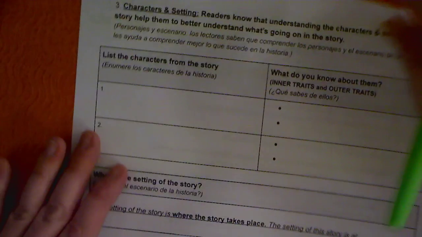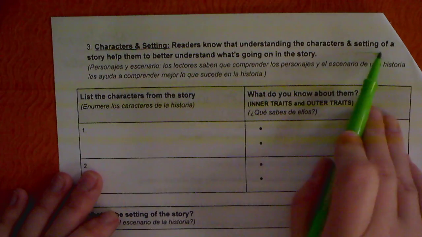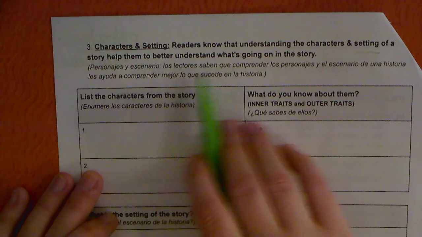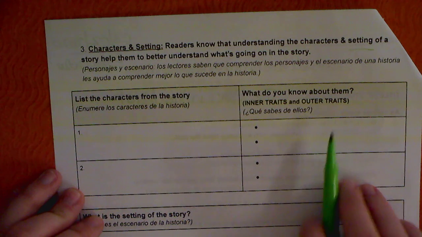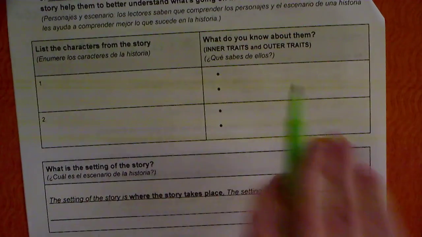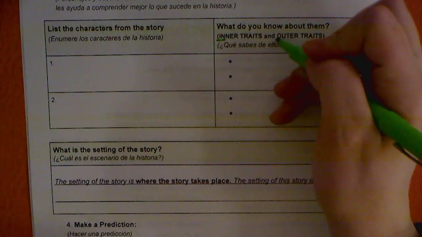The next thing we're going to be looking for are the characters and the setting. Readers know that understanding the characters and setting of a story helps them to better understand what's going on in the story. Here we're listing the names of the characters, and here we're listing what we know about them. It might help you to think of inner traits and outer traits. Remember, inner traits are on the inside. You have to tell by actions, and outer traits are on the outside. You can look at someone and see them.